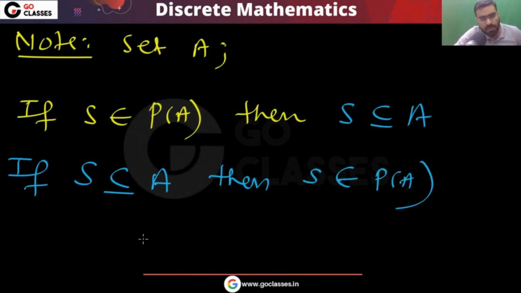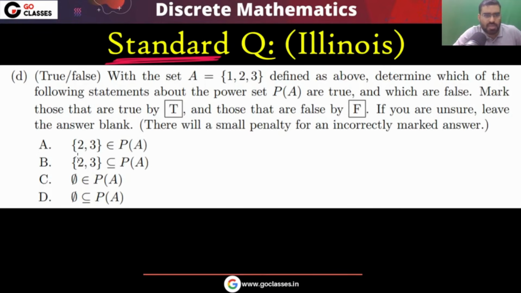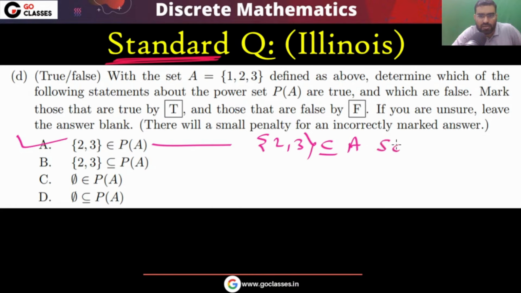In the power set, you have subsets of A. The power set is a set containing subsets of A. In the power set, every element is a subset of A. So if you have some element in the power set, that is a subset of A. So if this belongs to the power set of A, is this a subset of A? Yes, of course. So this belongs to the power set of A, and this is correct.